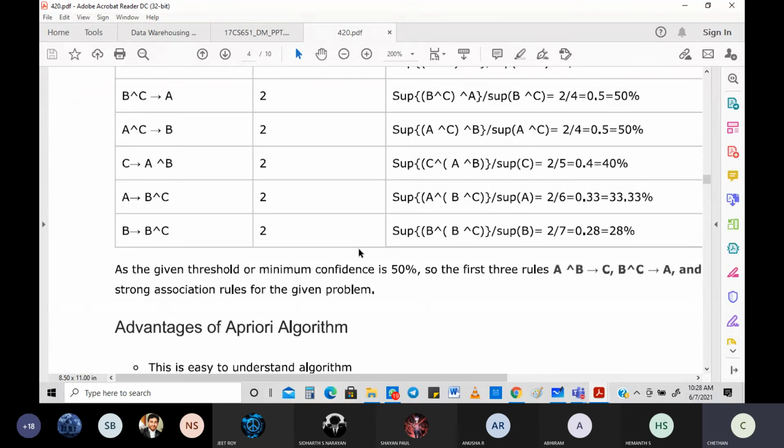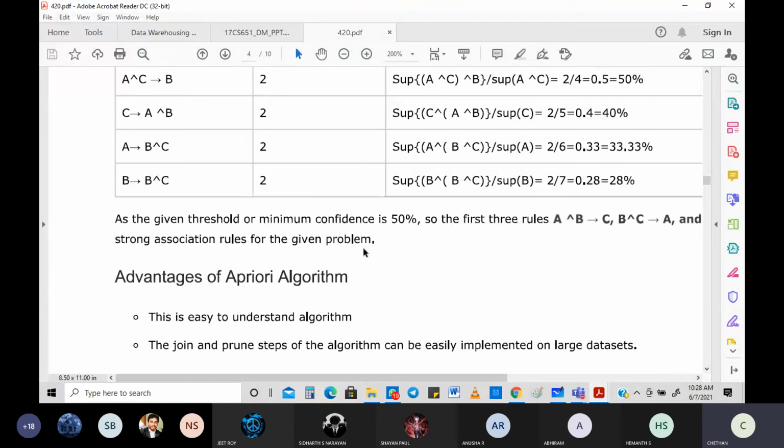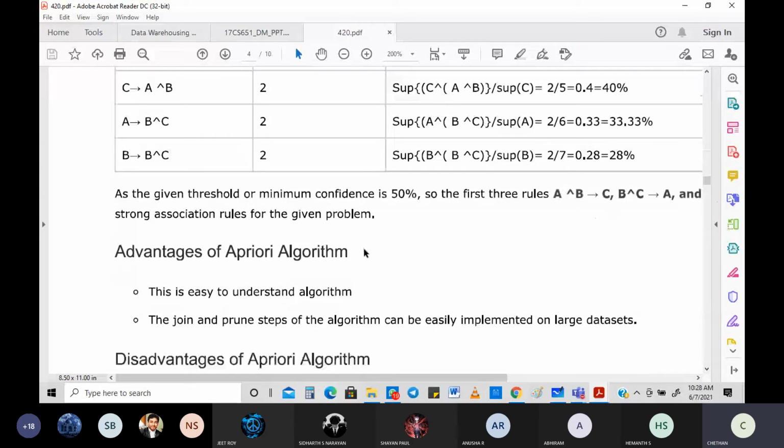And of course, what are the advantages of the Apriori algorithm? Very easy to understand, very easy to implement. In fact, the join and the prune steps of the algorithm can be easily implemented. As I said, join is nothing but taking together two items, three items together. Pruning is taking out elements which have less than the support count. Prune is nothing but removing. Keep that in mind. There's no new term here. Removing, taking it off is nothing but prune. So the implementation is very easy.